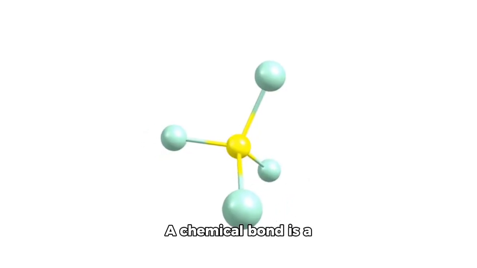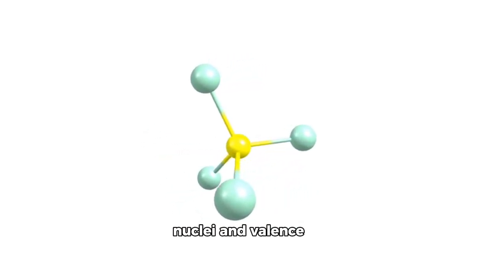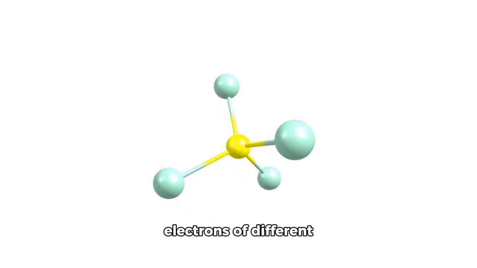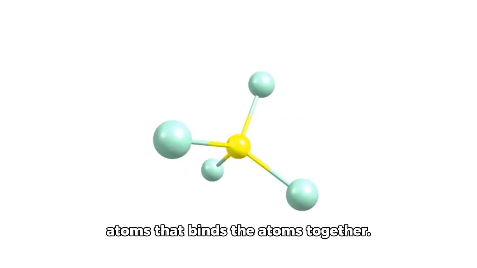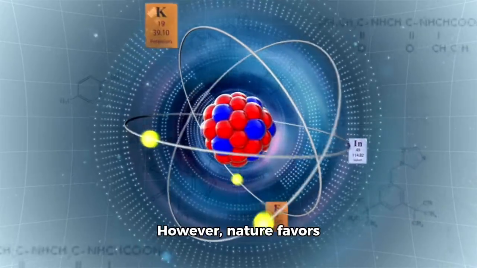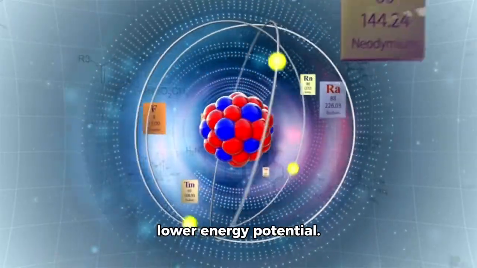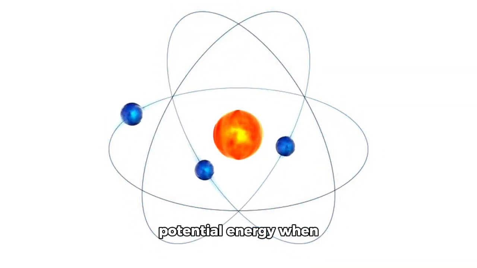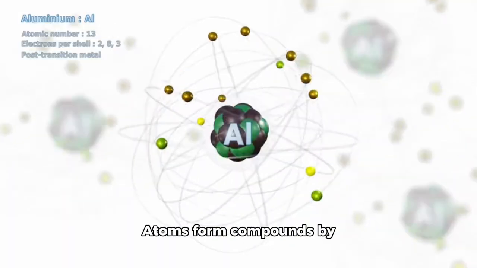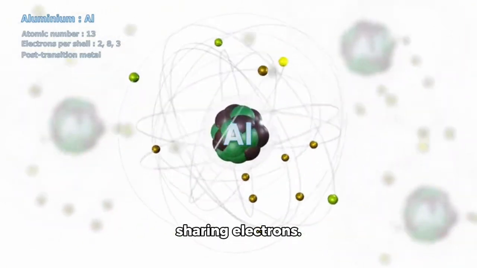A chemical bond is a mutual electrical attraction between the nuclei and valence electrons of different atoms that binds the atoms together. Most independent atoms are at a higher energy potential. However, nature favors atoms that are at a lower energy potential. Atoms decrease in potential energy when bonded together. Atoms form compounds by gaining, losing, or sharing electrons.